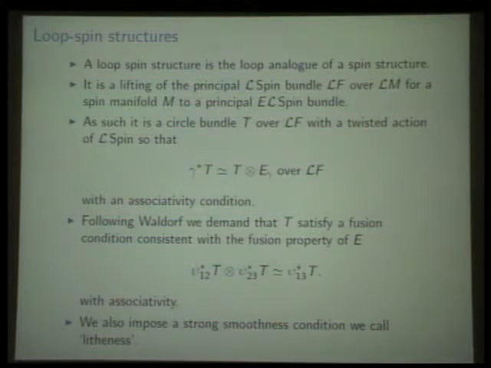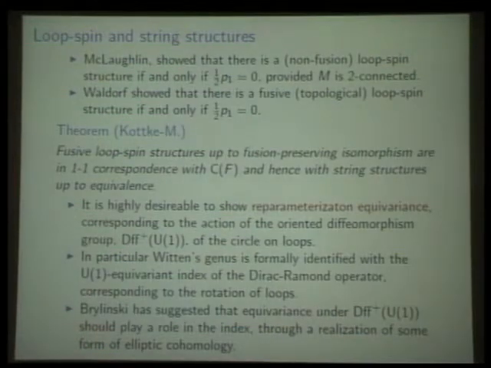So what we're doing is taking the notion of a loop spin structure and making it stronger. We're making it fusion. This is the idea really of Waldorf, to make it fusion. And then we're going to make it even stronger. We're going to demand a lot of smoothness. Most of the people who worked in this subject before tended to weaken the smoothness notions. I'll try and discuss at the end what this strong notion of smoothness, this litheness, is. It's a very natural notion, and together with the fusion property is very strong.